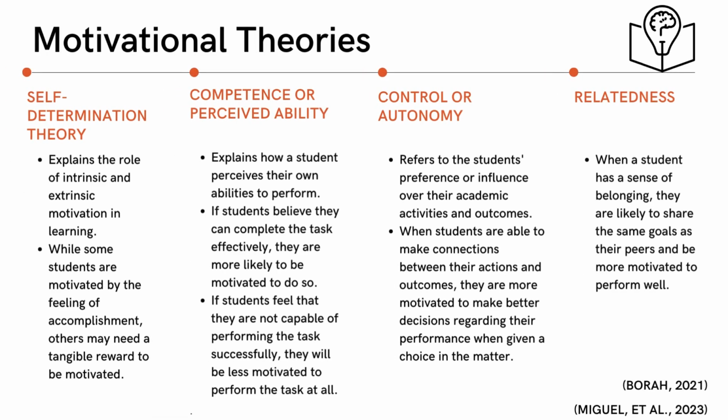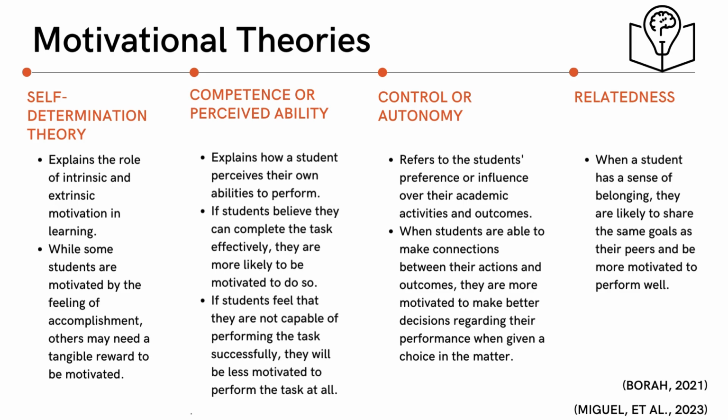Previous research indicates that self-determination theory, competence, perceived ability, control, autonomy, and relatedness are all essential aspects of student motivation in the classroom. These theories, as standalone components, have a significant impact on student motivation. However, they can also interact and reinforce each other to enhance student motivation in the classroom.